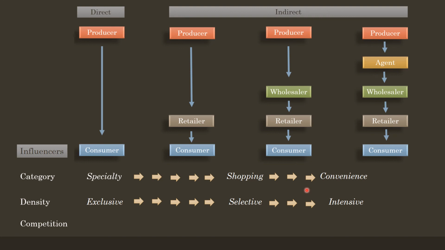So, depending upon your competition, you are going to have to also match it up with the level of density, and matching up the level of density is matching up the level of convenience, which is going to be matching up how many links, how many intermediaries you're going to have to go through to get your products into the hands of your customer.